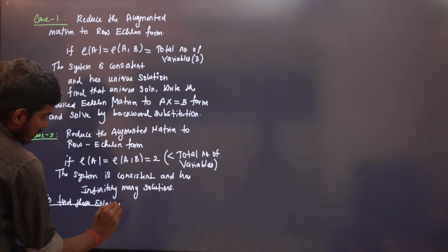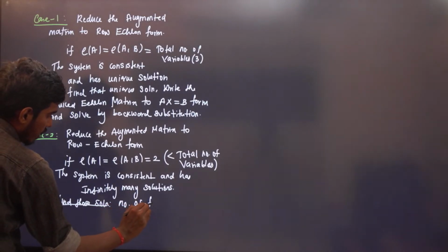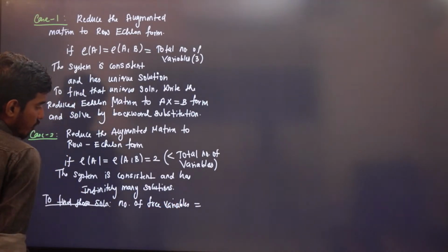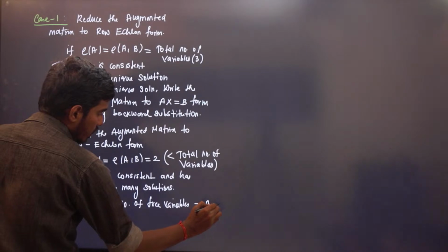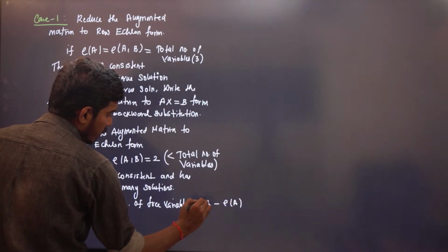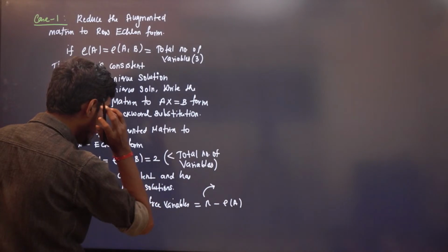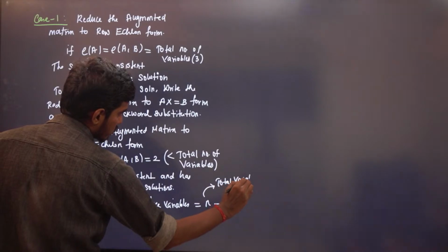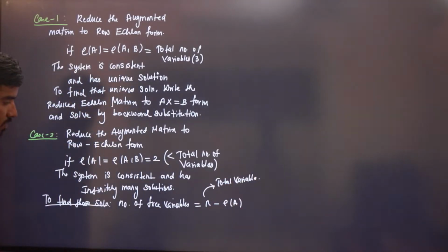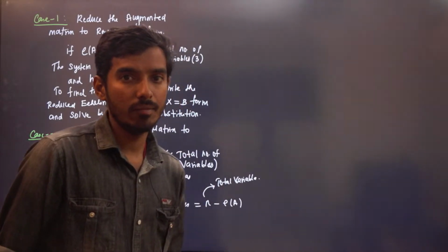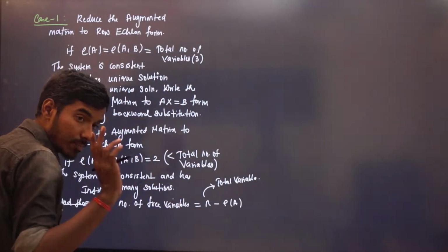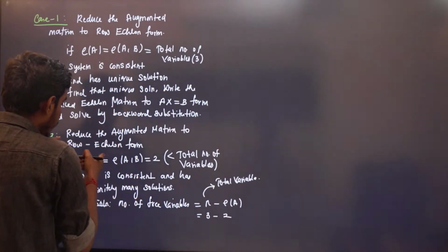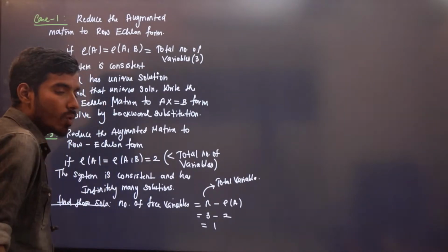Here, there is a concept called number of free variables. That number of free variables is given by n minus rank of A. N is the total number of variables. In this case, suppose you have 3 variables, your n is 3 and your rank is 2, so you have one free variable.